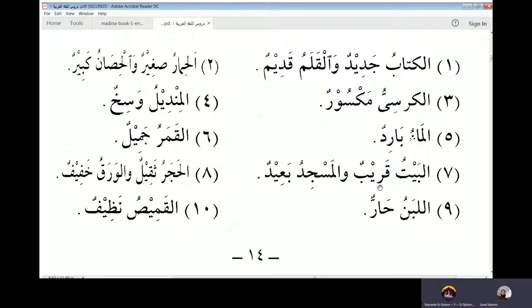Al-baytu qaribun wal-masjidu ba'idun. Qaribun is near, correct. The house is near and the masjid is far. Correct.